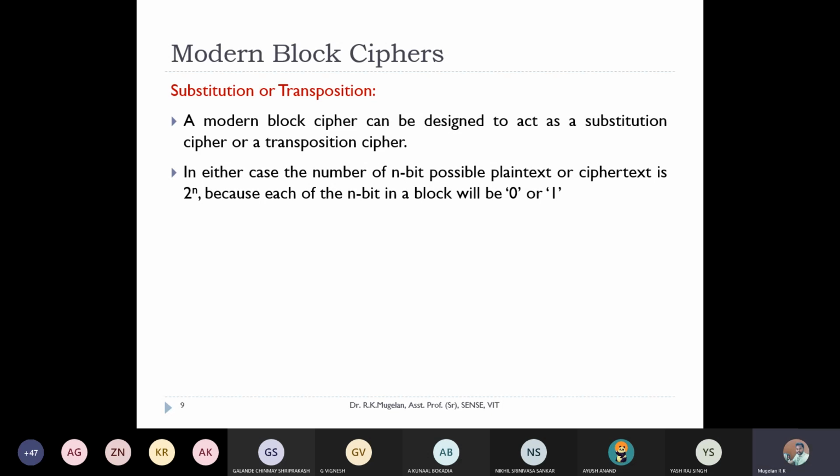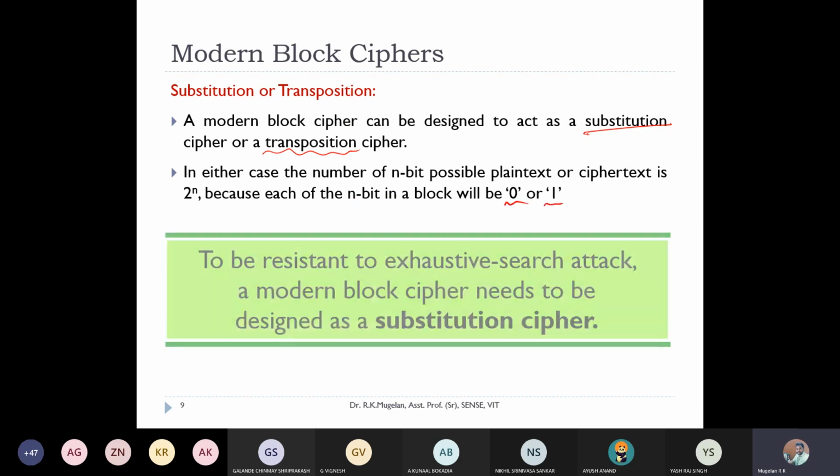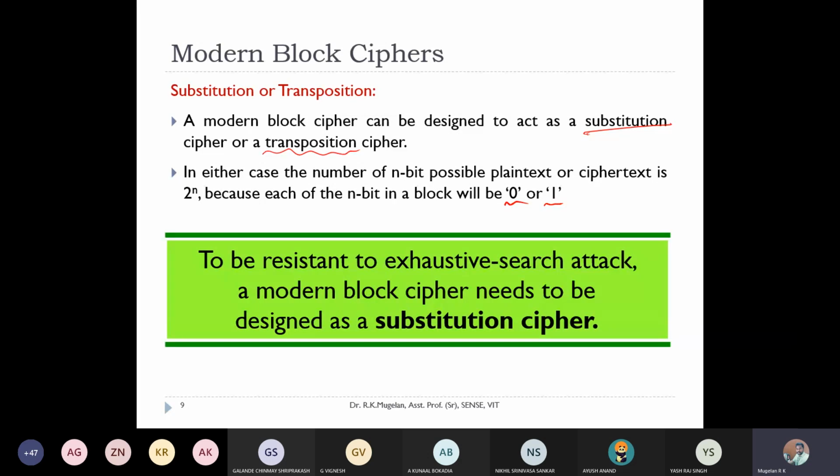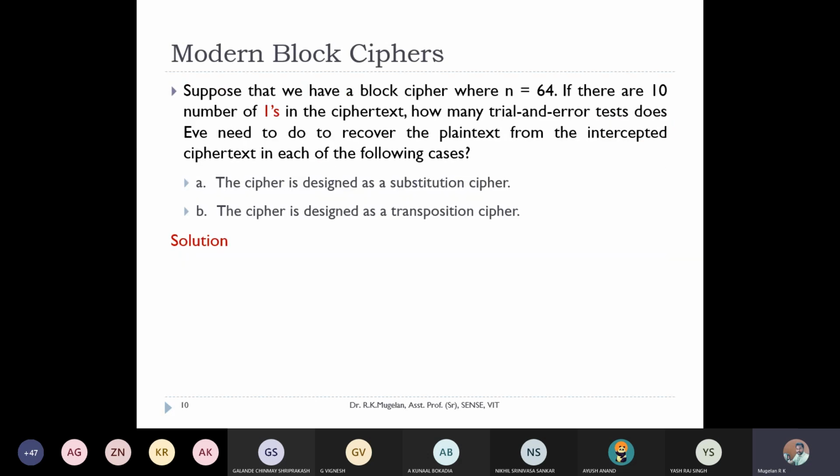Fine. So if you take modern day block ciphers, they can be designed either based on a substitution cipher or based on a transposition cipher. If you take all the modern day cryptographic techniques, the messages will be dealt with in the form of zeros and ones alone. But in order to make it more resistant towards any trial and error method of attack, or brute force attack, modern block ciphers prefer substitution cipher over transposition cipher. We'll see an example of why they prefer substitution cipher when compared to a transposition cipher.